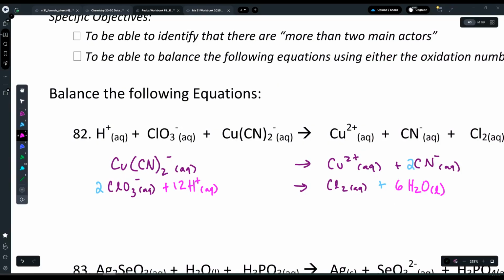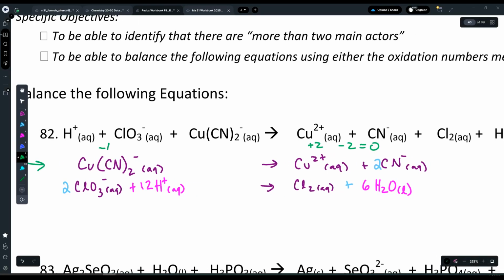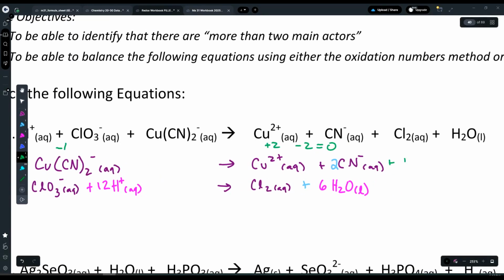Okay, now we need to balance out the charges. So looking at my first reaction here, we've got a -1 coming from that copper 1 cyanide. And then on my product side, I've got +2, and then I have 2 times -1, so I've got -2, so that's equal to 0. So I'm going to go to the more positive of the two sides, and I'm going to add my electrons there. So I only need to add 1 electron here so that both sides have a -1 overall charge.